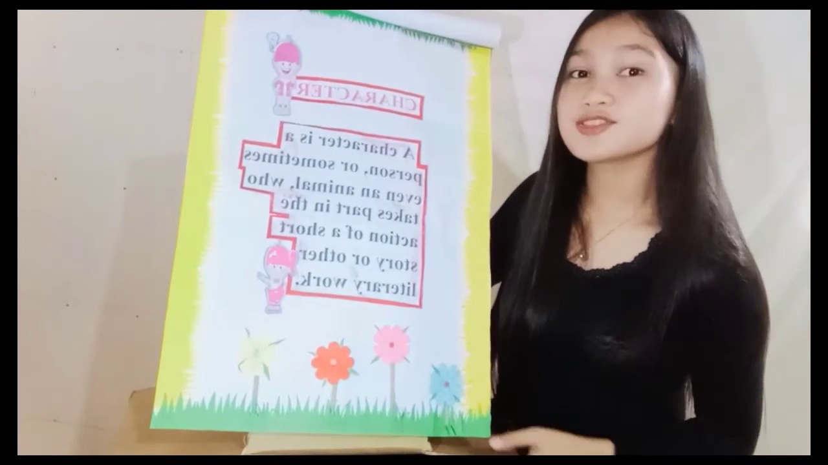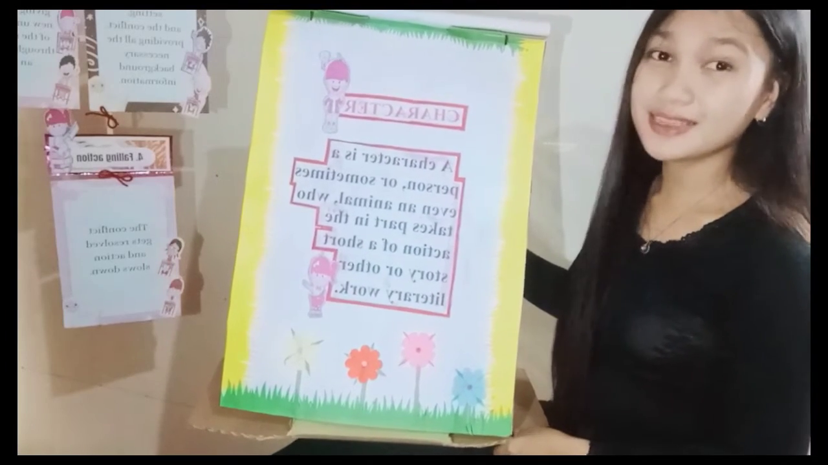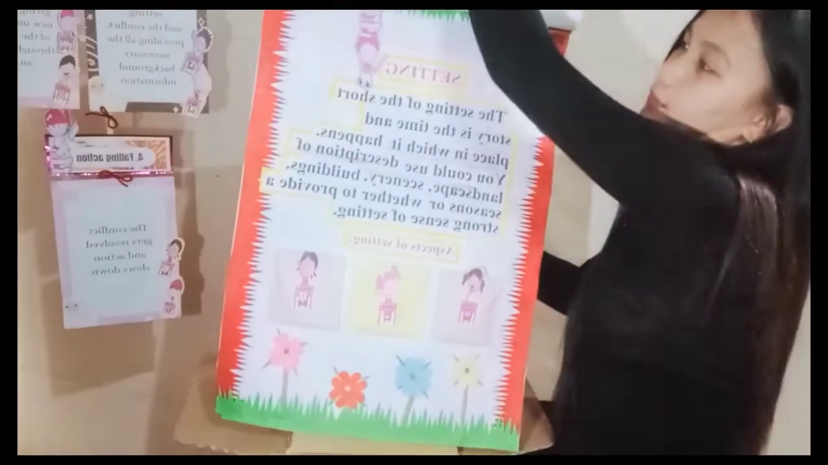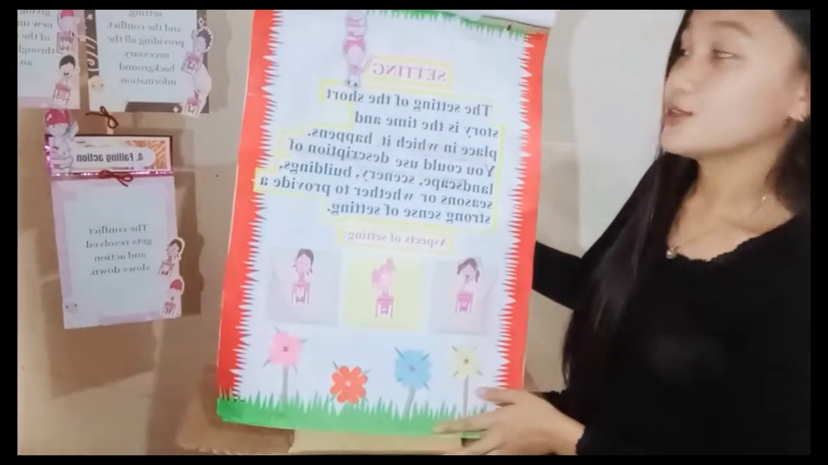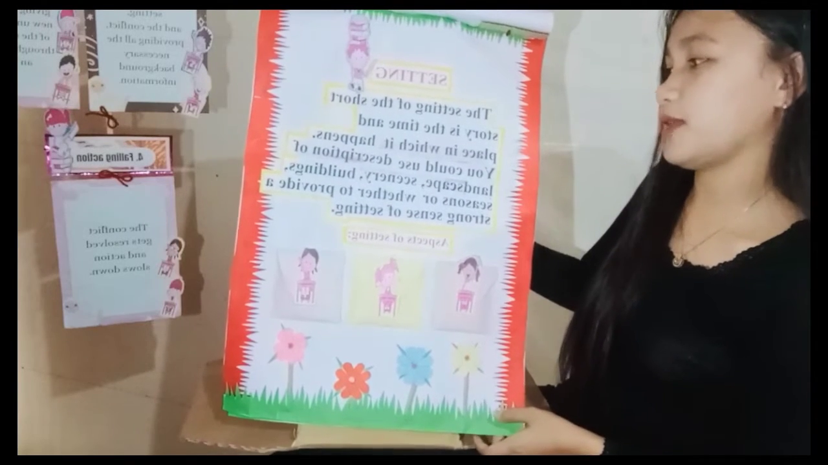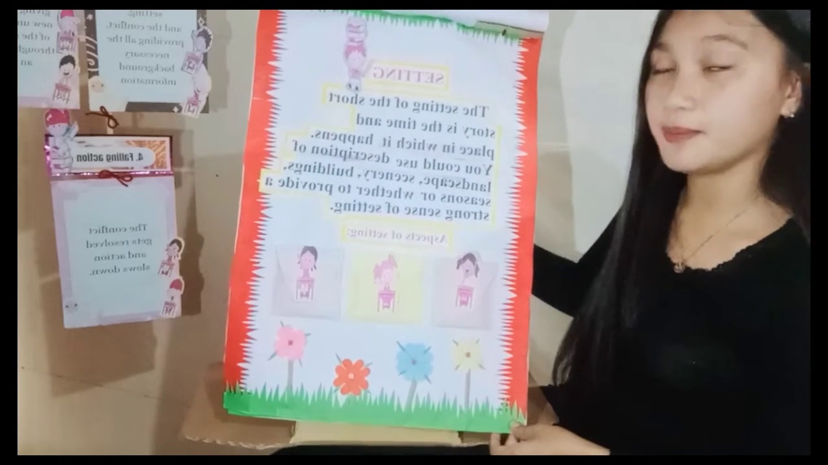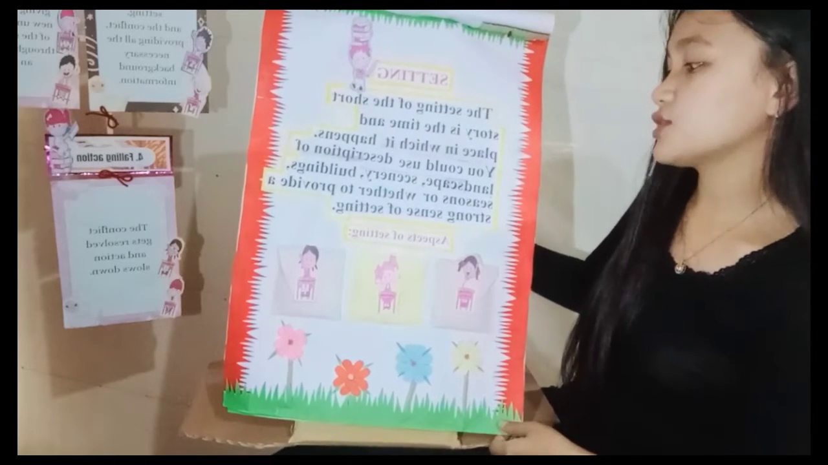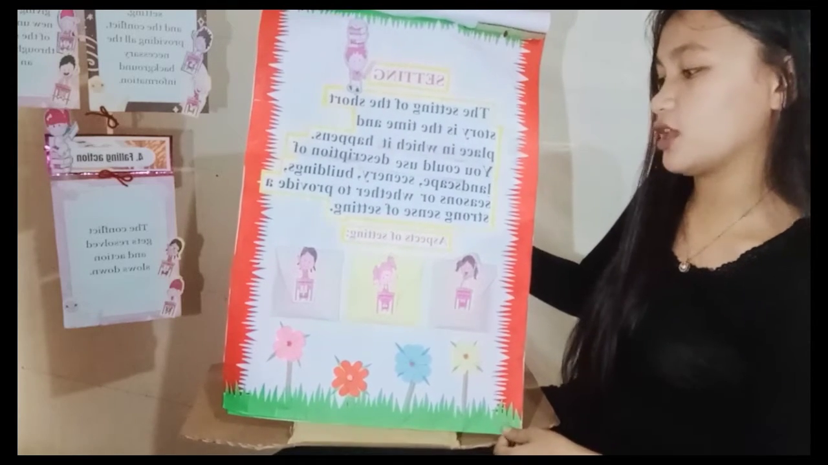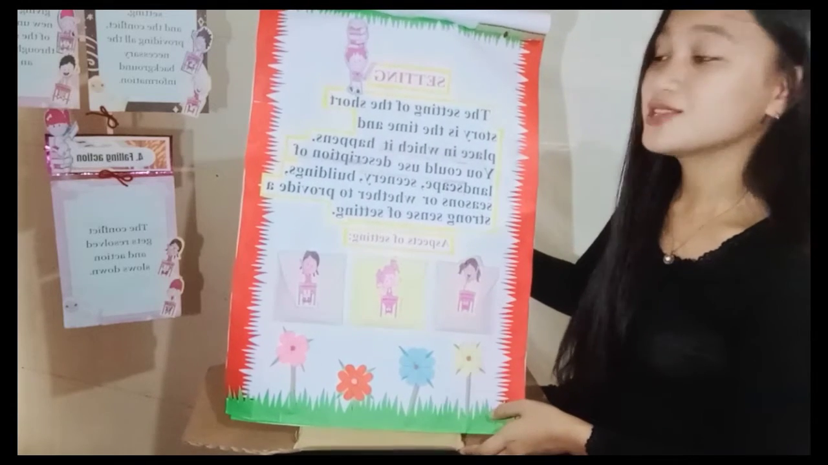Now, let's go to setting. What is a setting? Let's find out. The setting of a short story is the time and place in which it happens. You could use description of landscape, scenery, buildings, season or weather to provide a strong sense of setting. We have here 3 aspects of setting.